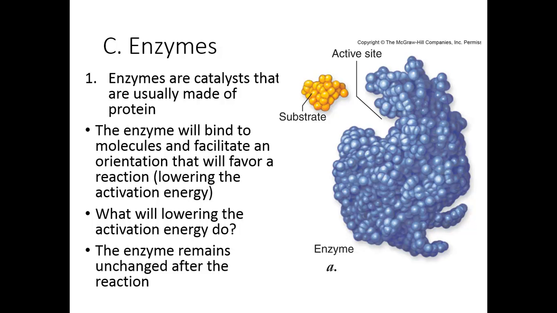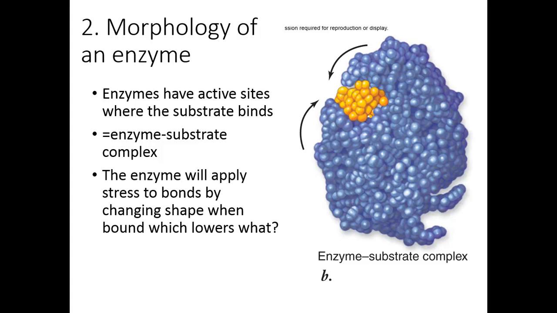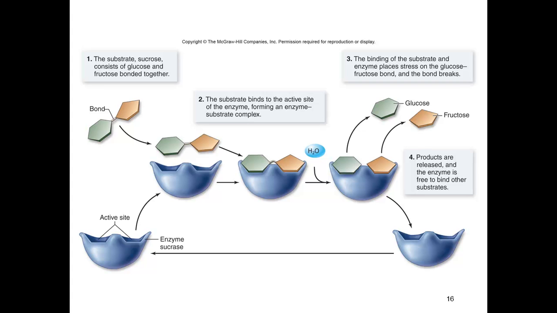Alright, again, just like a catalyst, it remains unchanged throughout the reaction, and it can be used again and again. So enzymes have certain sites within them, arrangements of molecules that will bind to the substrate. And when it does that, it's called the enzyme-substrate complex. And like I said before, it will apply stress to the bond somehow, change the shape, and this will lower the activation energy. This is an illustration. I'll let you kind of go through this, and we'll actually go through this in class, just illustrating the binding of the enzyme and the substrate.